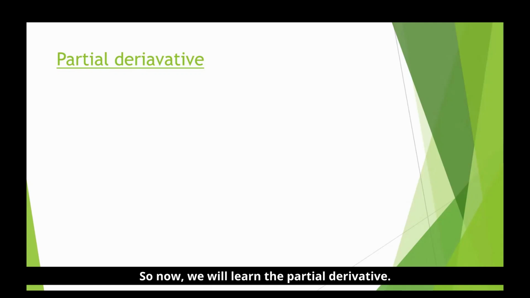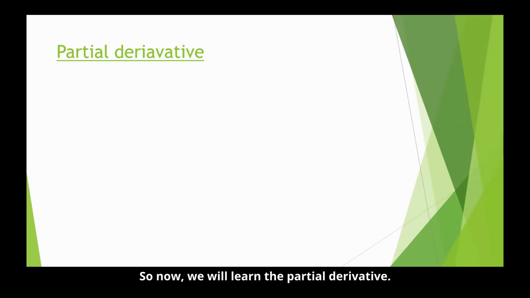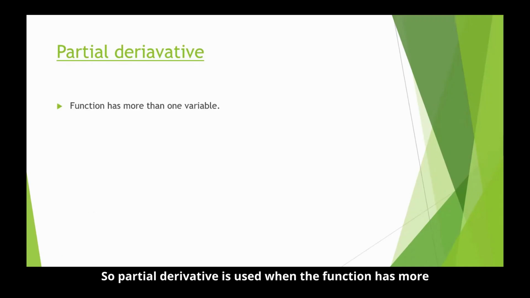So now we will learn the partial derivative. So partial derivative is used when a function has more than one variable. It measures how the function changes with respect to one variable at a time while keeping another constant. Just now the ordinary derivative is only one variable, and this one is more than one variable. So now we will do an example.